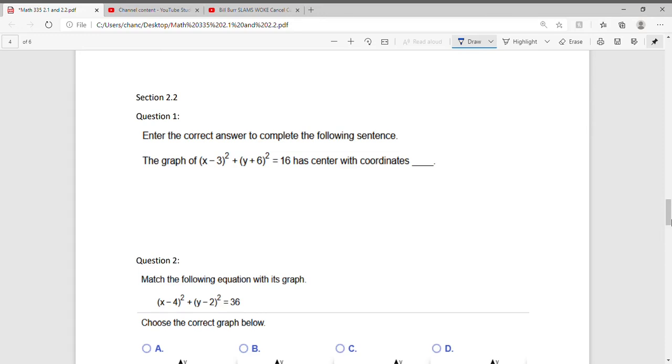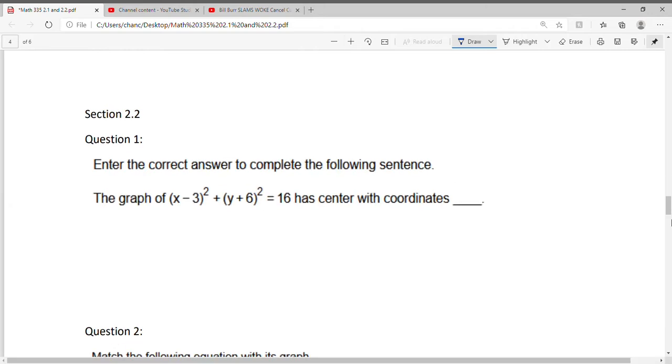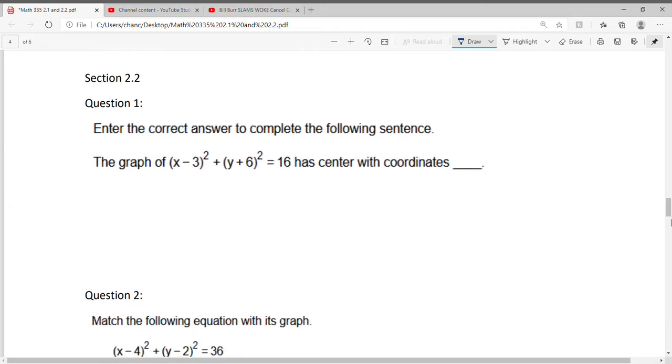In section 2.2, let's look at circles. Question 1. Enter the correct answer to complete the following sentence. The graph of (x − 3)² + (y + 6)² = 16 has a center with coordinates blank.